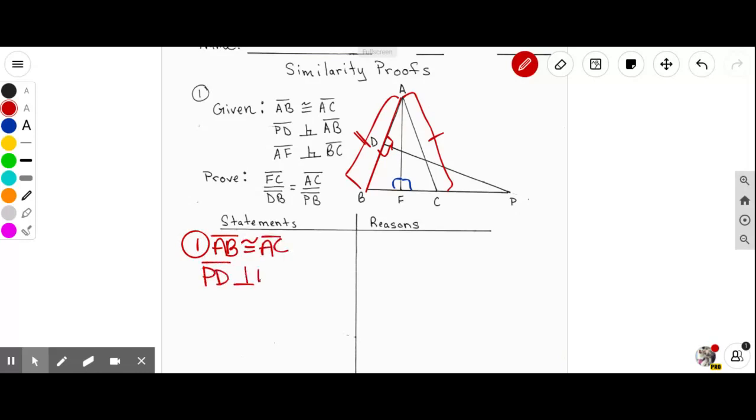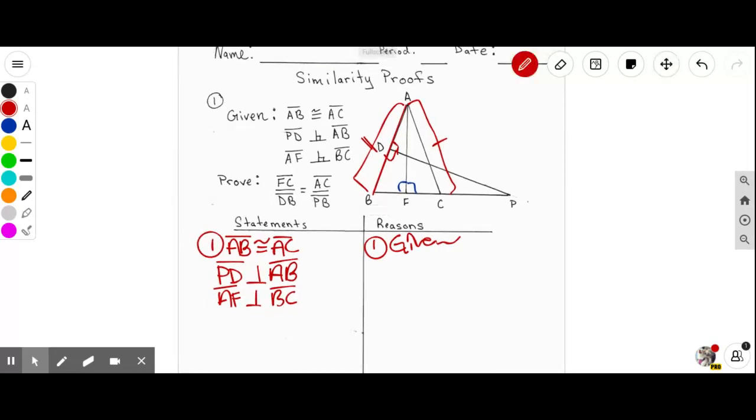PD is perpendicular to AB. AF is perpendicular to BC. Okay, so let's get started.